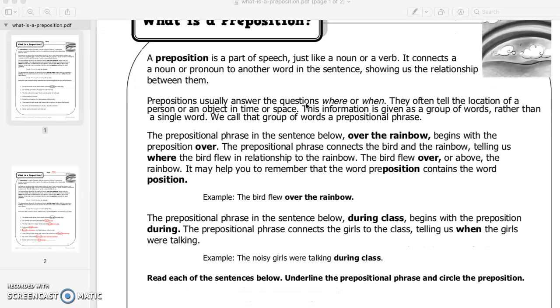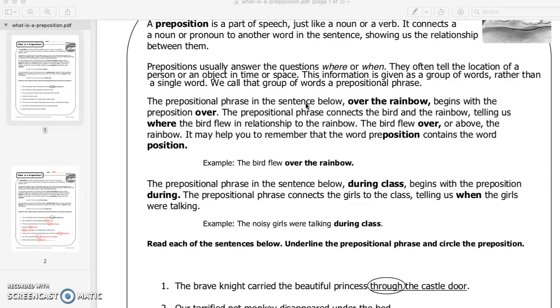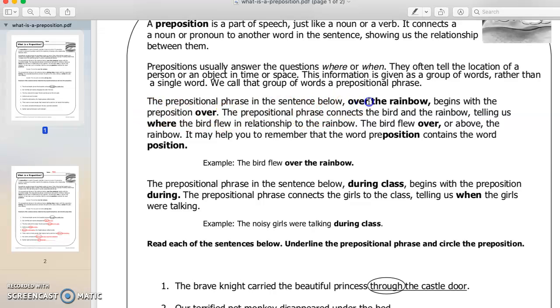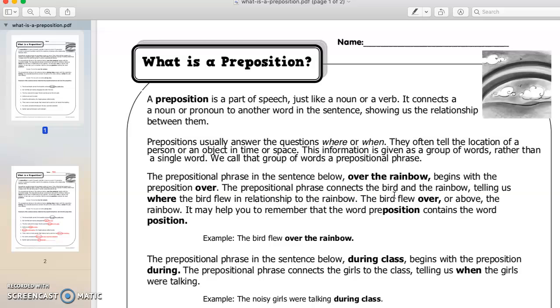I'm going to give you a sheet of commonly used prepositions that you can use with this worksheet. They often tell the location of a person or an object in time or space. This information is given as a group of words rather than a single word. We call that group of words a prepositional phrase. So it starts with a preposition right here, and it ends with a noun or a pronoun. And you're going to see some examples down below.